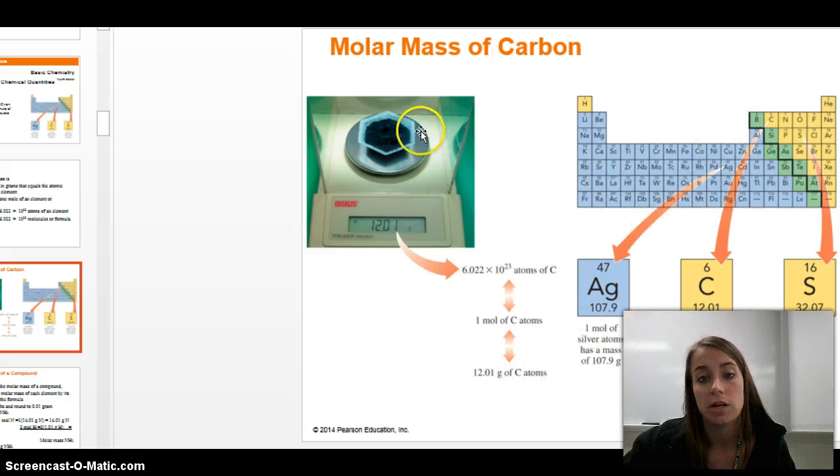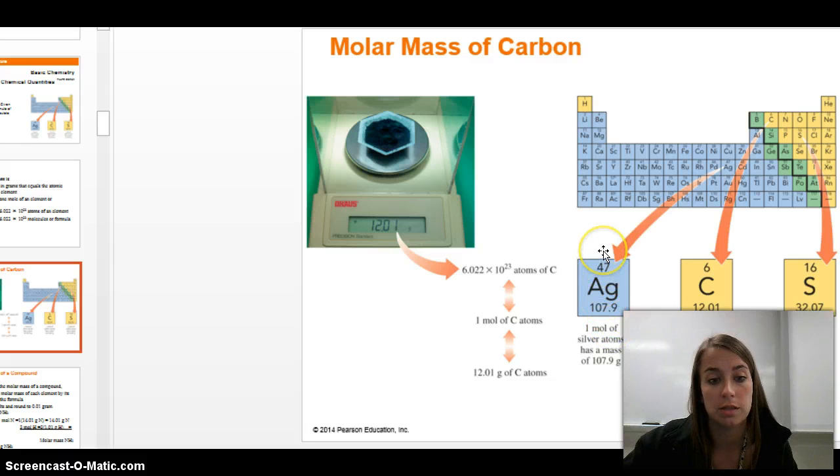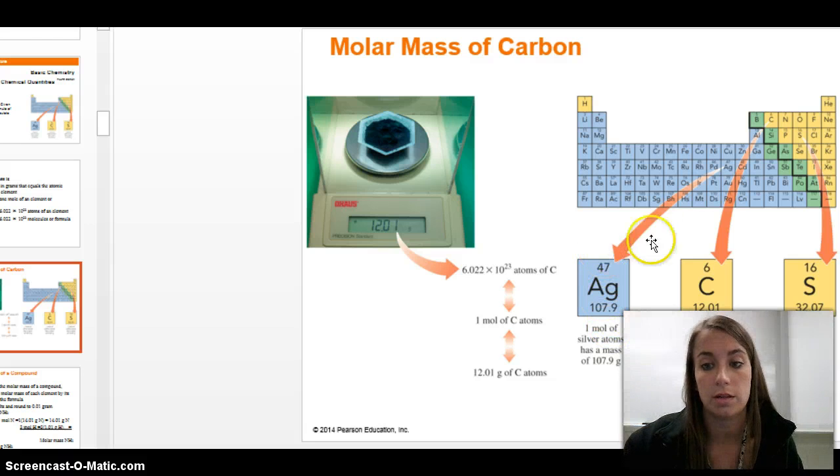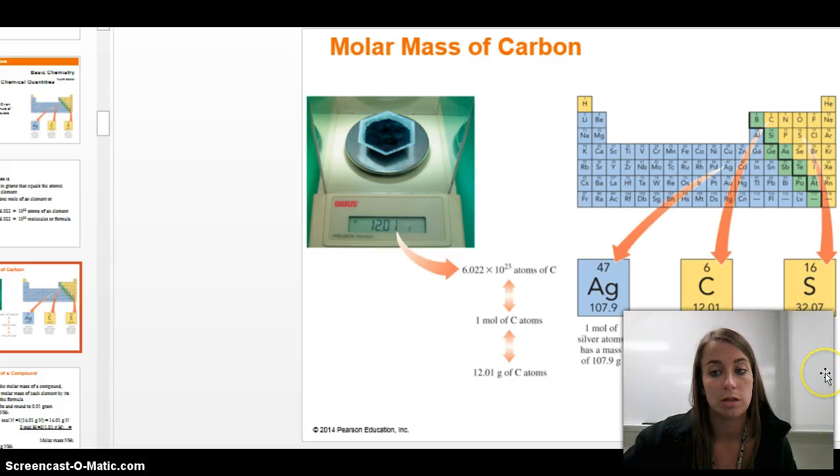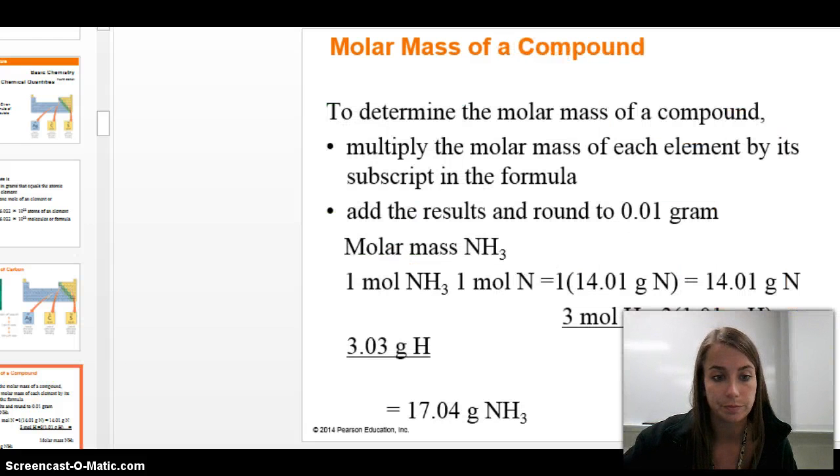And if you're talking about an element, you get them right off your periodic table as that mass number. So 107.9, that's the molar mass of silver. That's how much silver would be in grams if you had 6.022 times 10 to the 23rd of it. Sulfur has a molar mass of 32.07, meaning if I have a mole of sulfur atoms, the mass of it is going to be 32.07 grams.